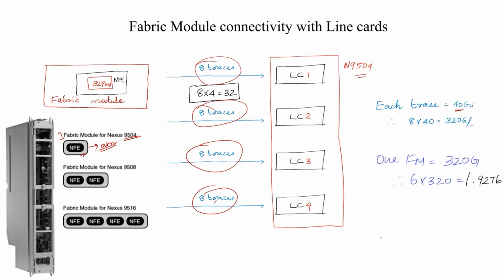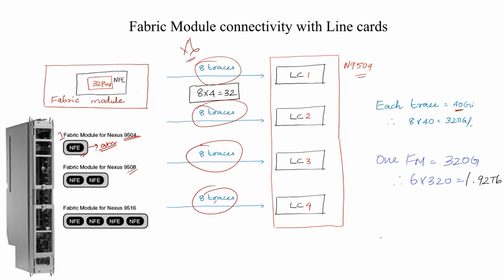That's only one fabric module, right? So the highest scale is 6. So if you multiply that 320 into 6, then you get the fullest capacity. One line card has to talk to the other line cards through the fabric module. So this is how the fabric module bandwidth for the line card is calculated.